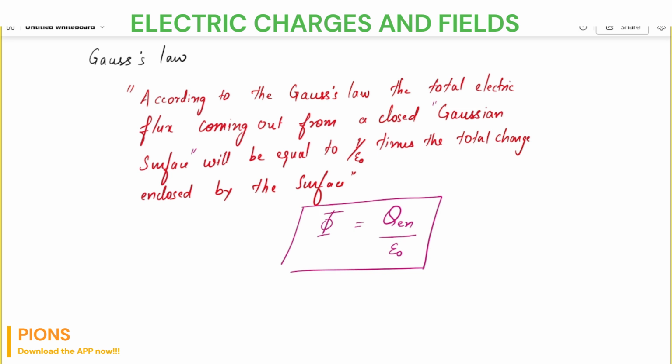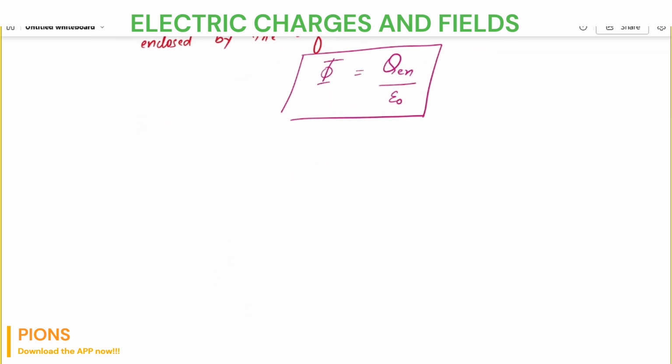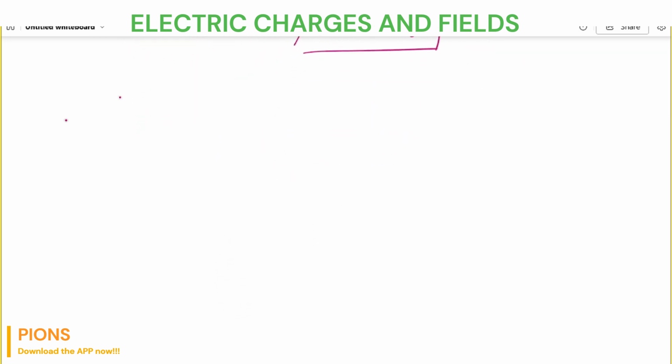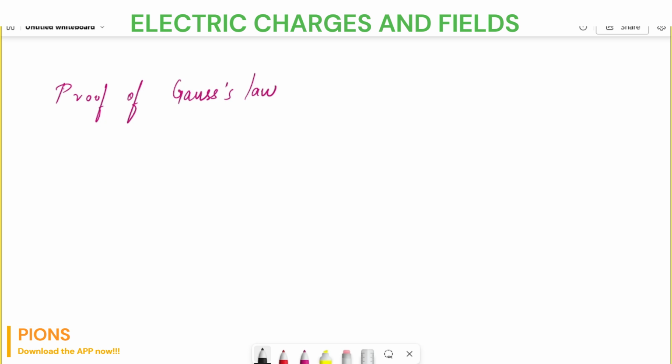So let's see how we got this expression. So, proof of Gauss's law. Let me write here: proof of Gauss's law. So let's imagine that, yeah. Can you repeat your question?